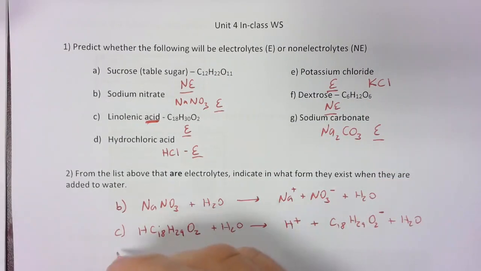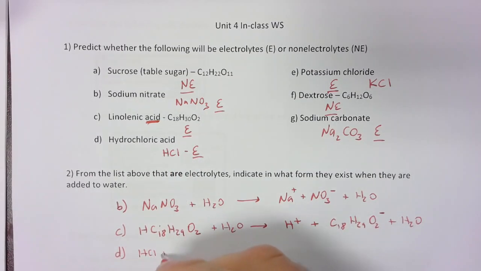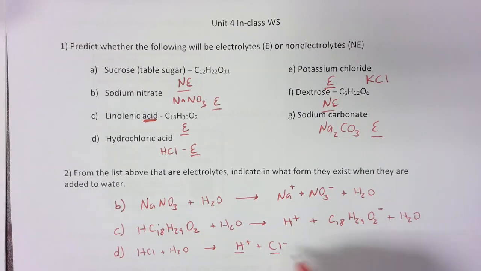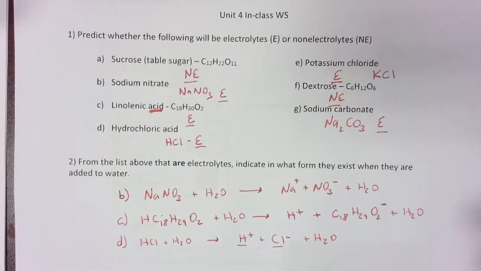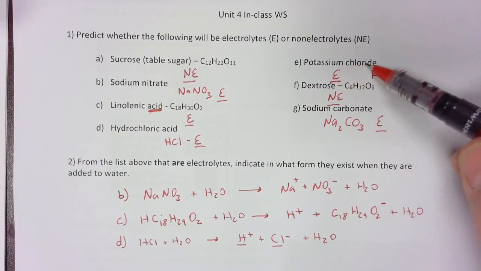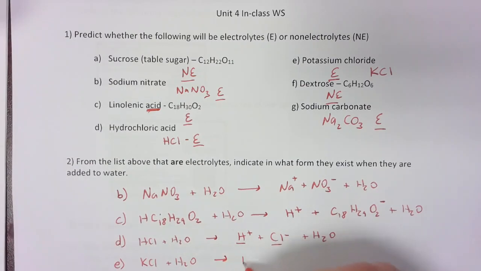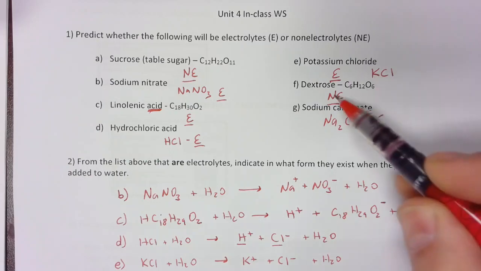Hydrochloric acid, D, is an electrolyte because it's an acid. When it's added to water, it will dissociate into H plus and Cl minus, plus water. KCl, this is ionic. Potassium is a metal, chloride's a nonmetal, so it's an electrolyte. And the way it would exist in water is K plus, Cl minus, plus water.